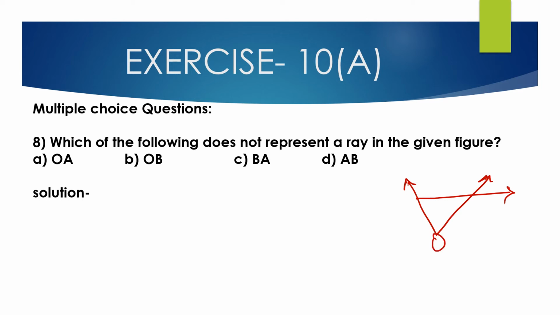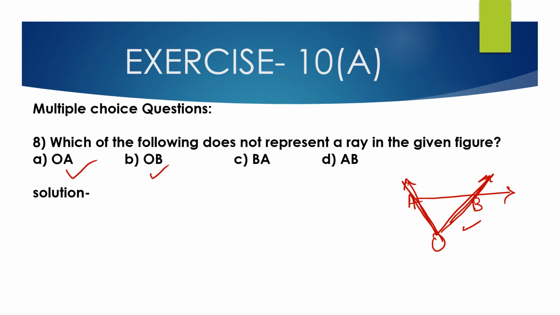This is O point, A point, this is B point. Which of the following does not represent a ray in the given figure? OA. This is OA. OA is a ray. OB. OB is also a ray. This is OB.